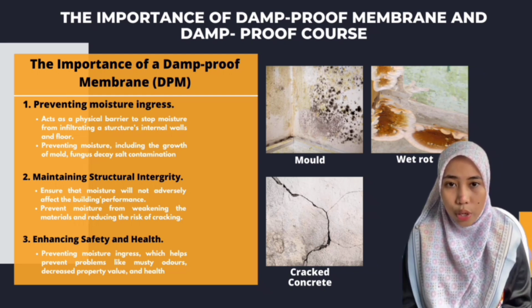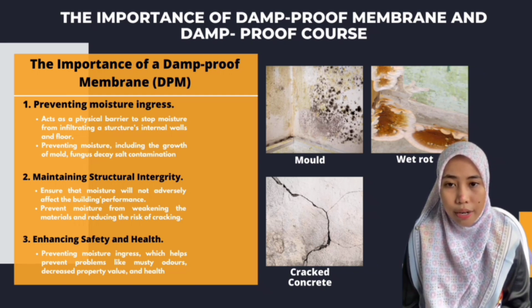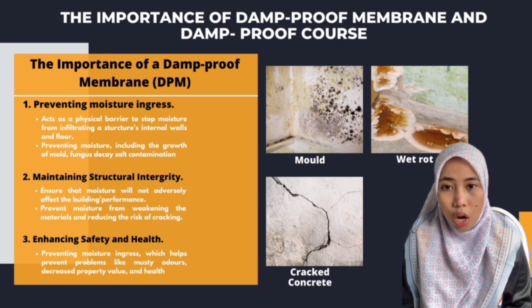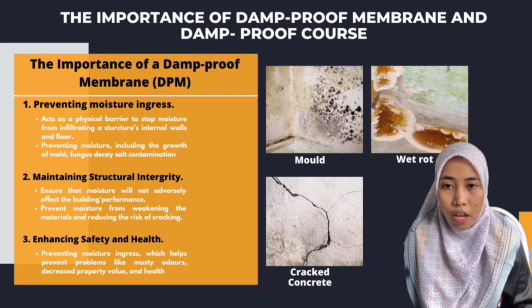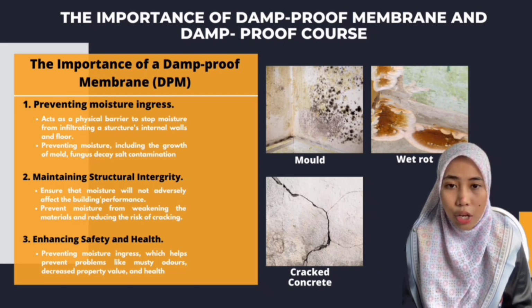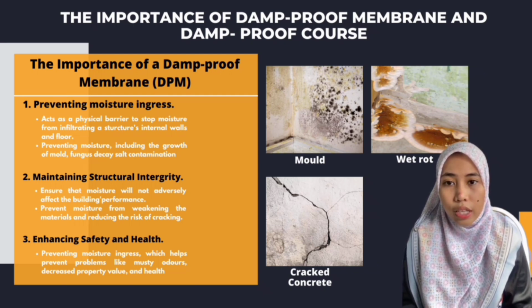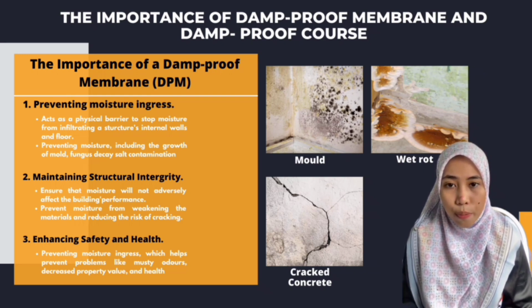The importance of installing a damp-proof membrane is enhancing safety and health. A damp-proof membrane helps maintain a safe and healthy indoor environment by preventing moisture ingress, which helps prevent problems like musty odor, decreased property value, and health issues related to dampness. Additionally, building dampness can encourage the growth of dangerous microorganisms like mold and mildew, which can lower indoor air quality and endanger occupant health. Hence, a damp-proof membrane acts to reduce the risk of health problems.